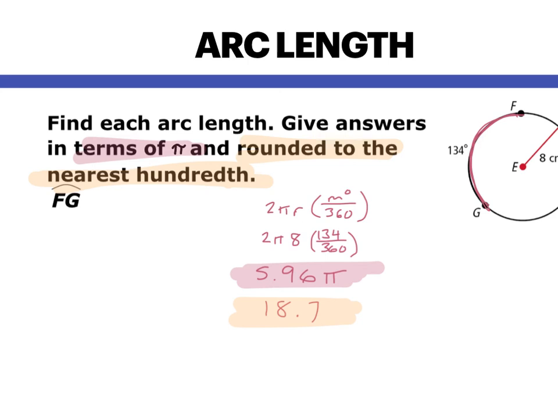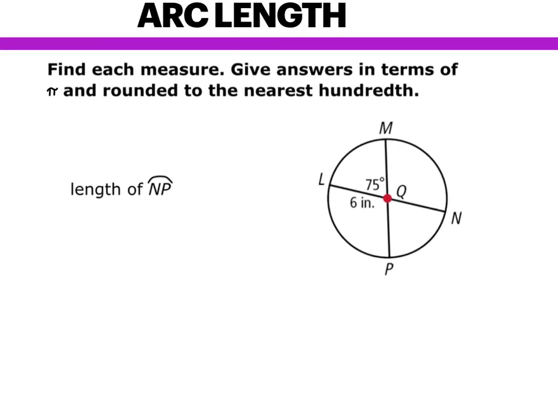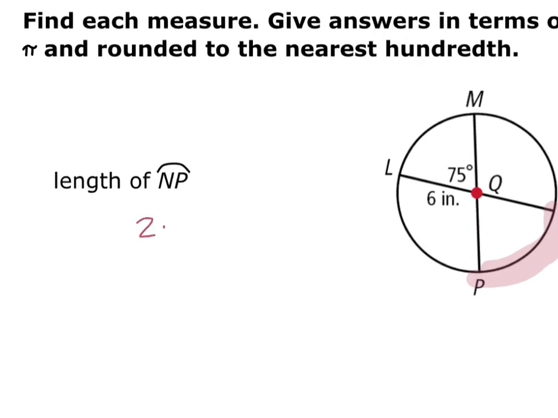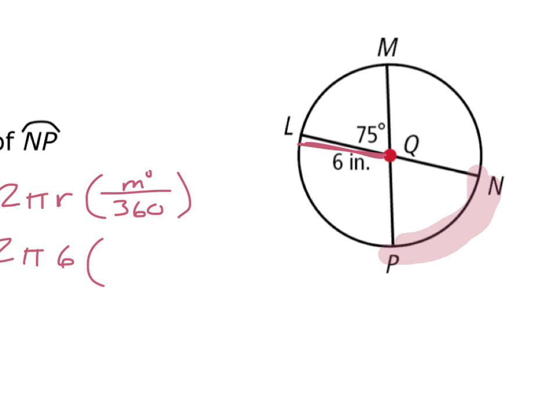Okay, last example. So again, we're going to find the arc length of NP. We're looking for this arc here. Our formula for arc length is 2 pi r times the measure of the arc in degrees over 360. Here we see our radius of the circle is 6, so we're going to plug that in for r. And then our measure of the arc. Here the only measure of degrees that we have is this angle, which is 75.